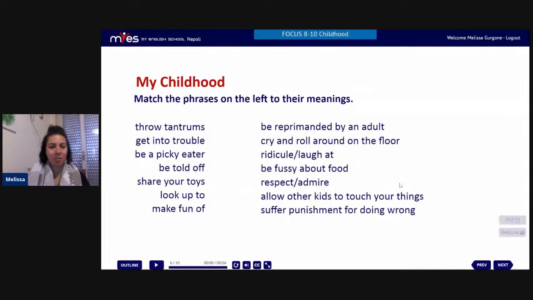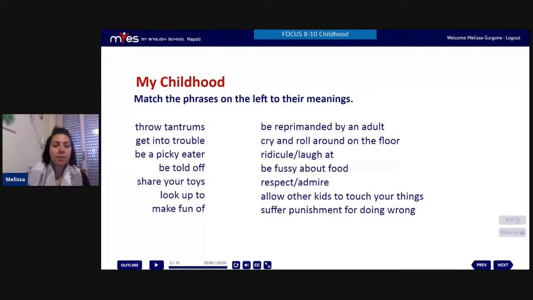Okay, some childhood phrases. So let's have a look at them. To throw tantrums, to get into trouble, to be a picky eater, to be told off, to share your toys, to look up to, and to make fun of. Okay, we have three phrasal verbs there. Two, to look up to and to make fun of.